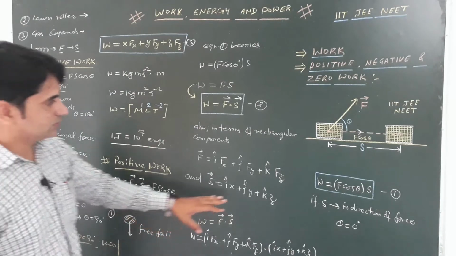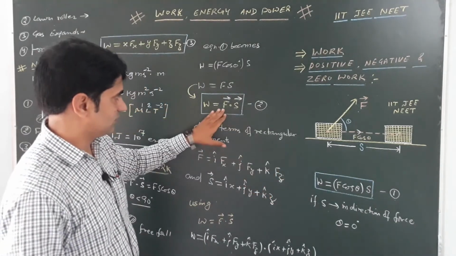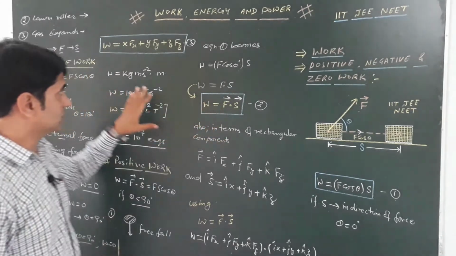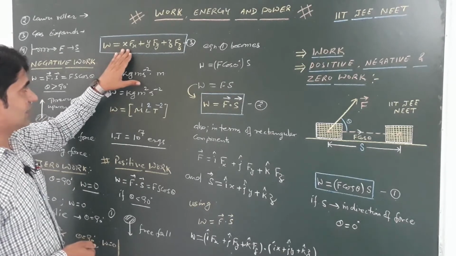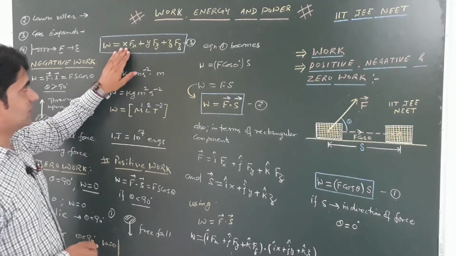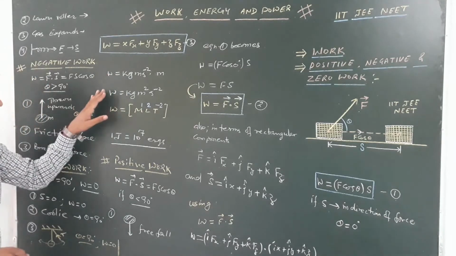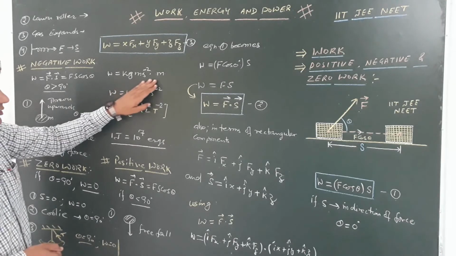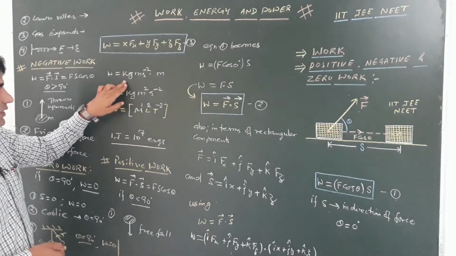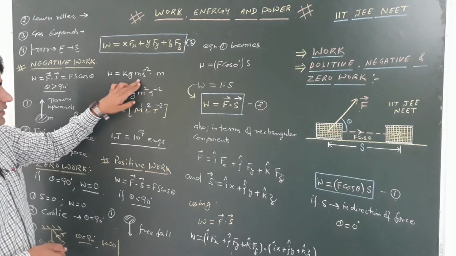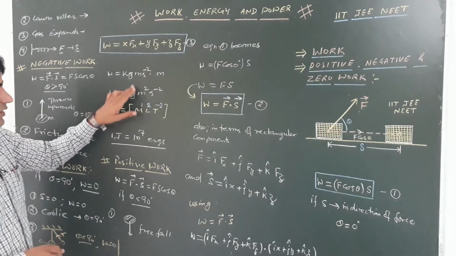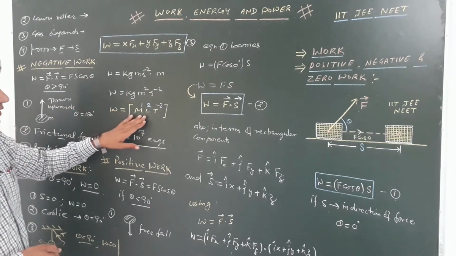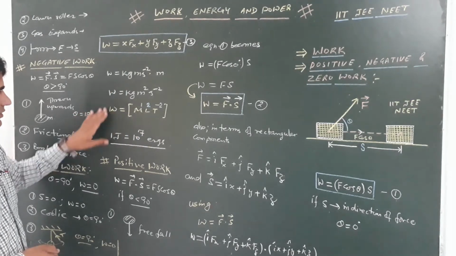So equation 1 can be written as equation 2, F dot S, and again, with the rectangular components, as work done equals x Fx plus y Fy plus z Fz. Now the units and dimensions of work done. Work equals force into displacement. Force in derived units is kilogram meter per second square, so multiplying by meter, we get kilogram meter square per second square. So the dimensions of work are M1 L2 T minus 2.